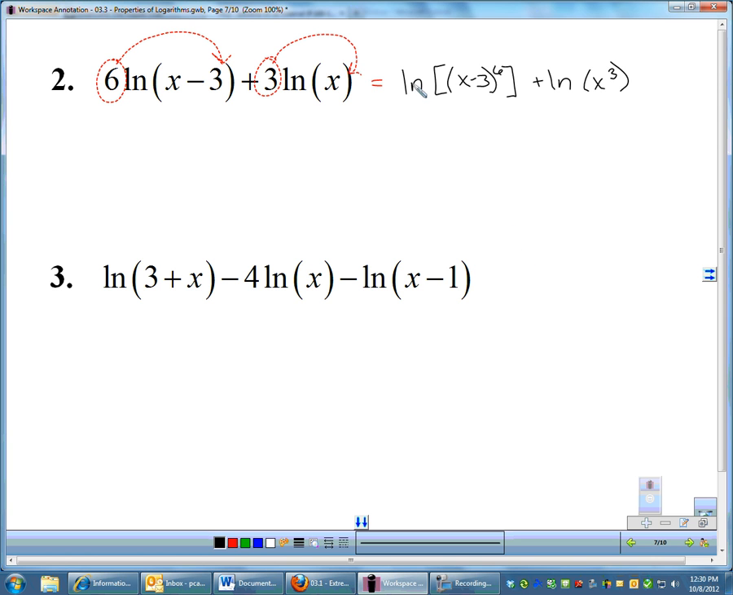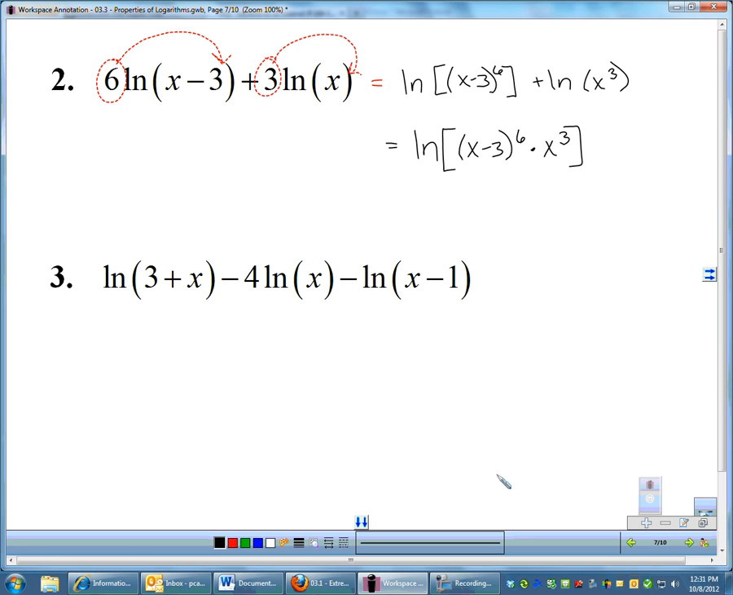So now that I've gotten rid of my coefficients, then we look at it and I think, let's see, we're adding two logs, and if you're adding two logs, you combine them with multiplication. So it's going to be x minus 3 all to the 6 times x cubed. So there's our answer for number 2.